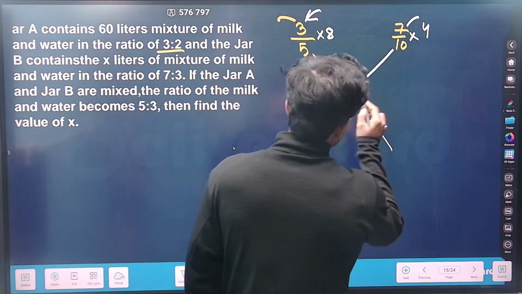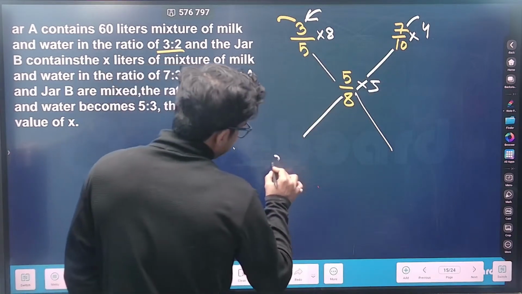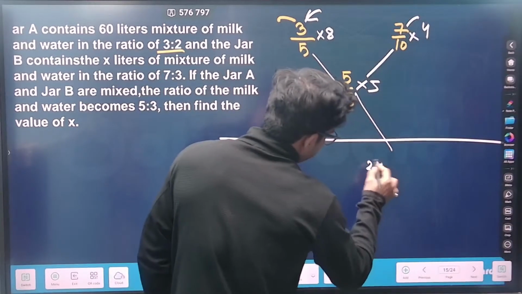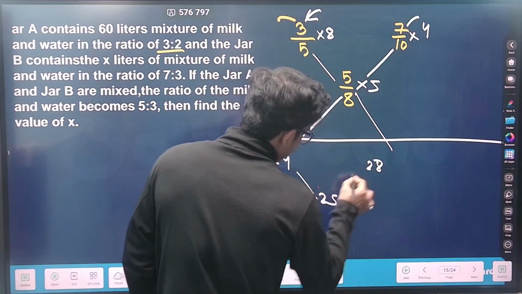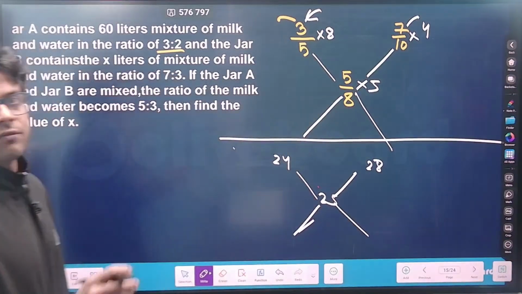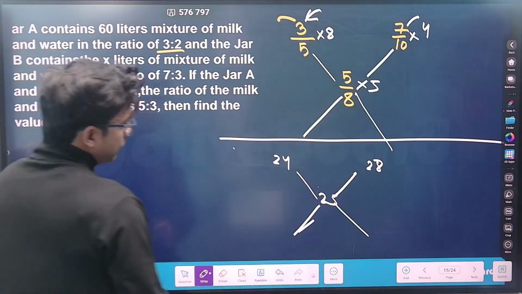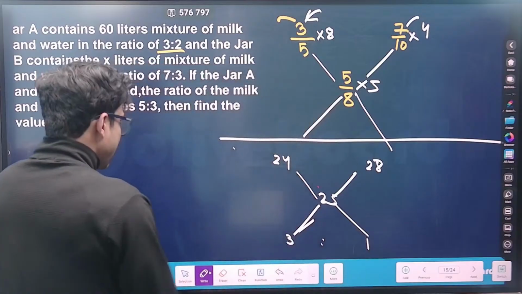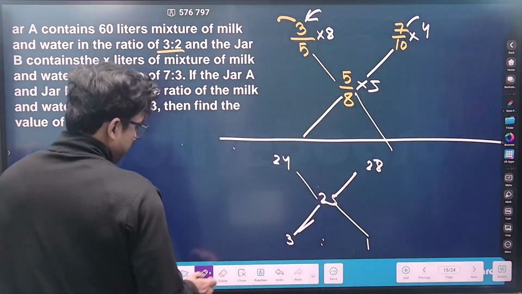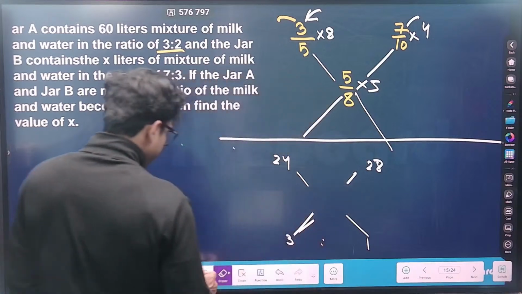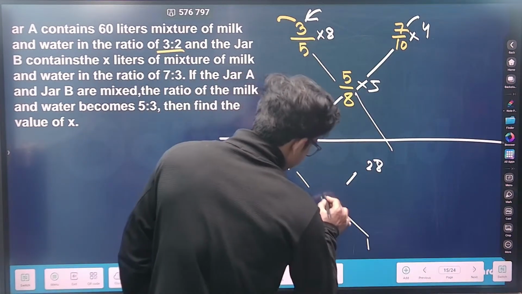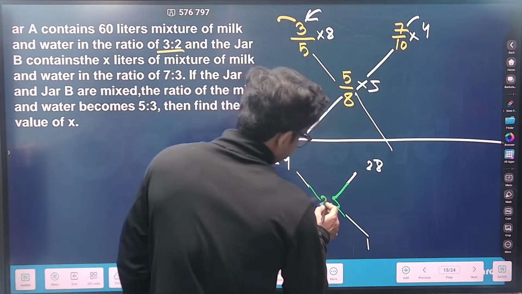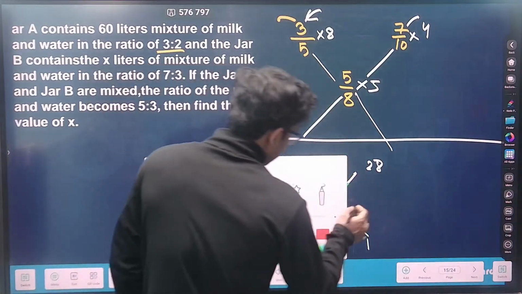So now the alligation becomes 24 is to 28, and the total is 25. Is it right, everyone? Now I think I can apply the alligation. If I apply the alligation, this would become 3:1. The ratio becomes 3:1 now, right? I hope this much is clear to all of you. This becomes 25. Is it true, everybody? This is basically 25.